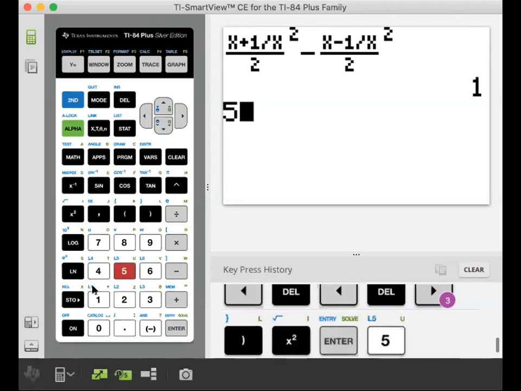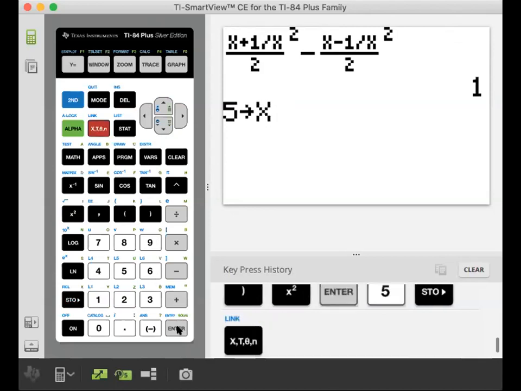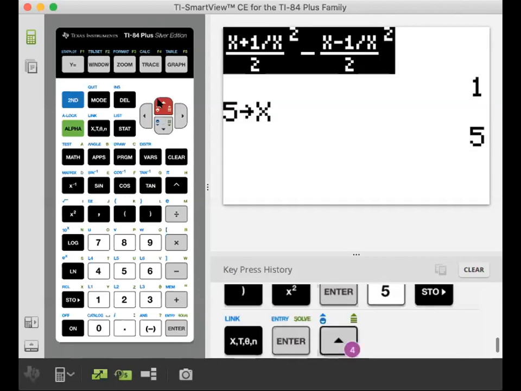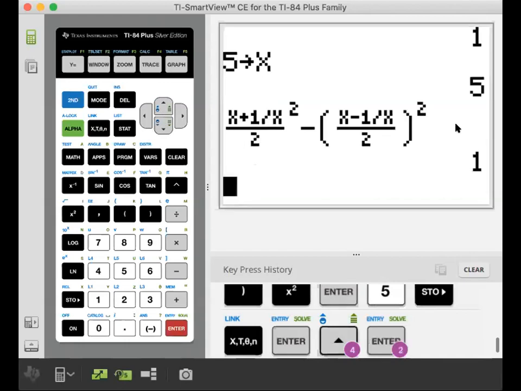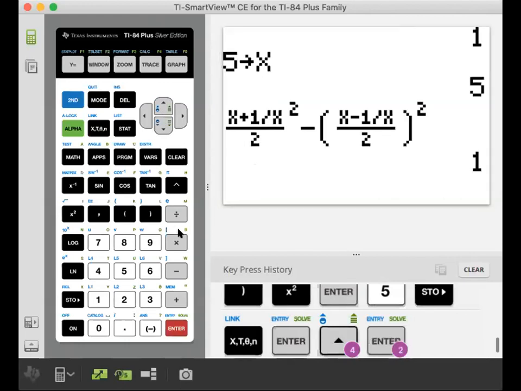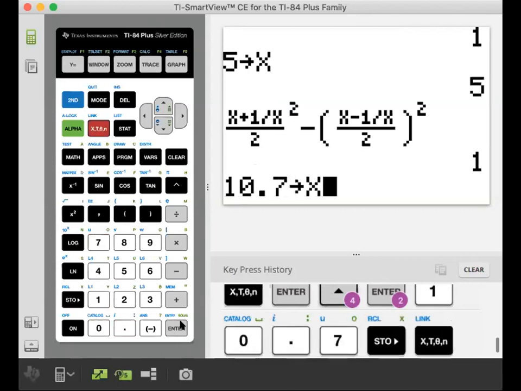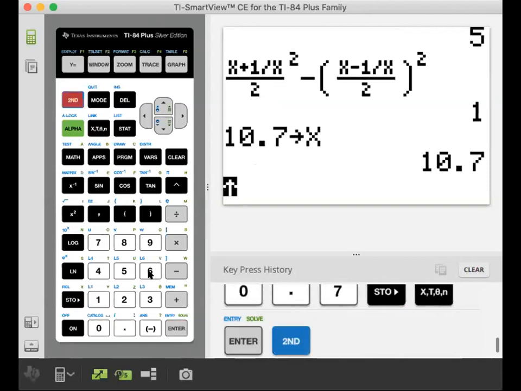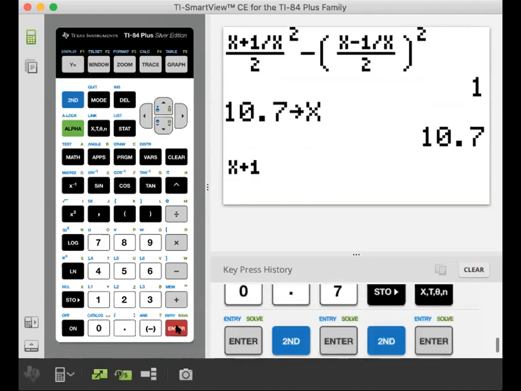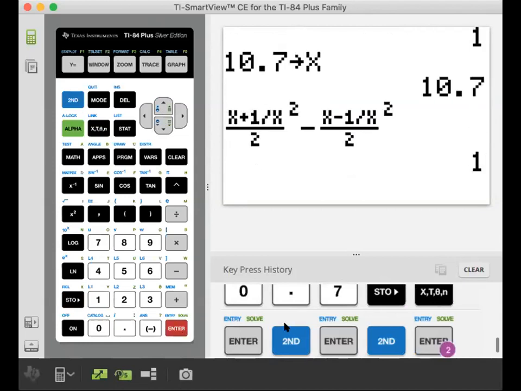If I try a different number, like someone said five was X, and I push up twice, it will redo this calculation and it becomes one again. The truth is, no matter what you pick, 10.7, if I store that into x and bring back the calculation, that also becomes one. So the answer is always going to be one. We'll look at why that is in a minute, but that's going to lead us to an important thing later on in today's lesson.